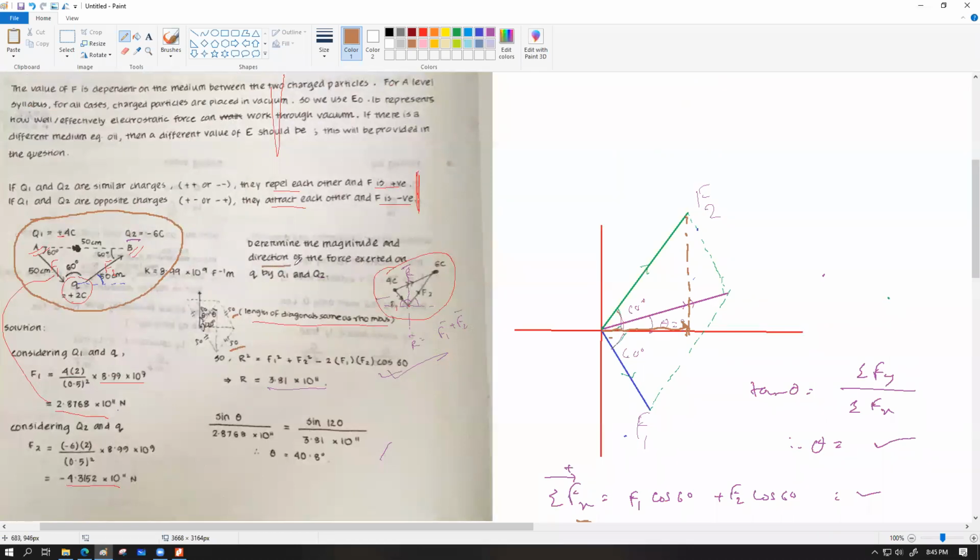Because have you read the question? Determine the magnitude and the direction of the force exerted on Q by Q1 and Q2. So we want to find out what is the force experienced by this one. This is going to pull this one downward, right, and this is going to pull this one upward, right. That's why I gave these forces.